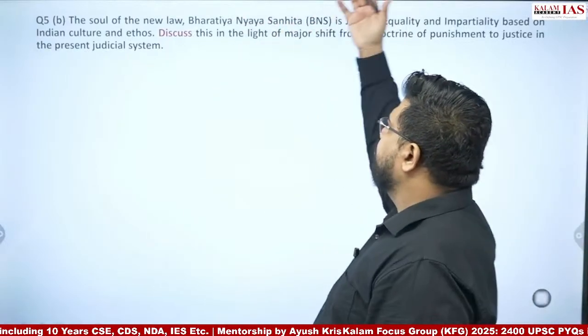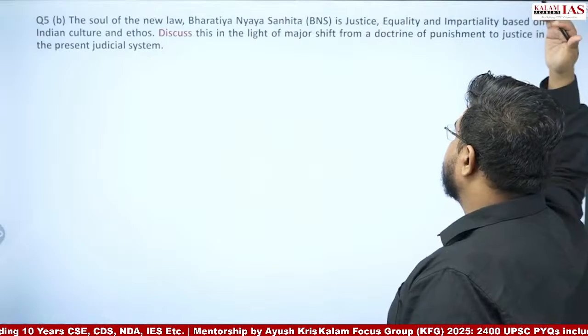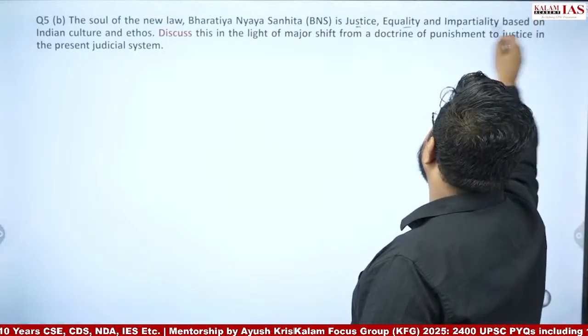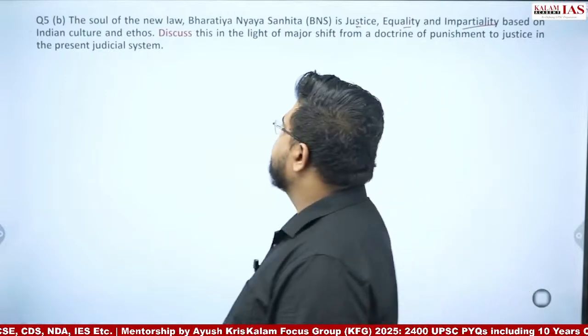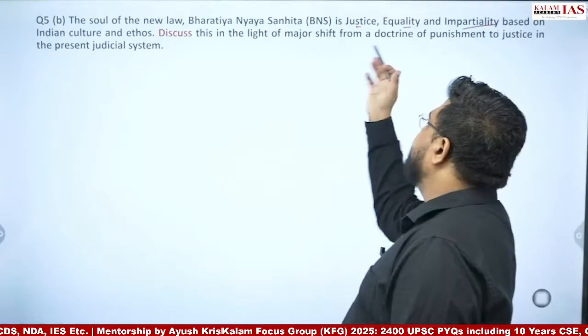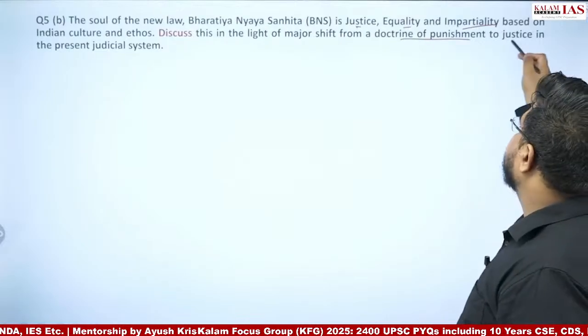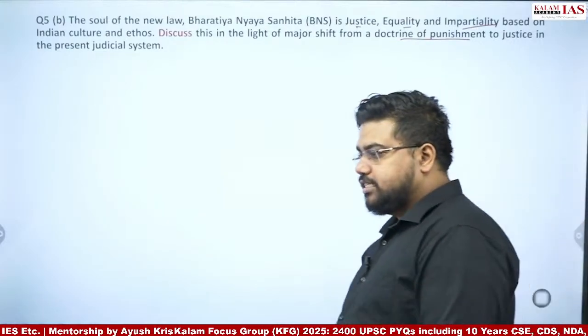The soul of the new law, Bharatiya Nyaya Sanhita, is justice, equality, impartiality based on Indian culture and ethos. Discuss this in light of the major shift from the doctrine of punishment to justice in the present judicial system.